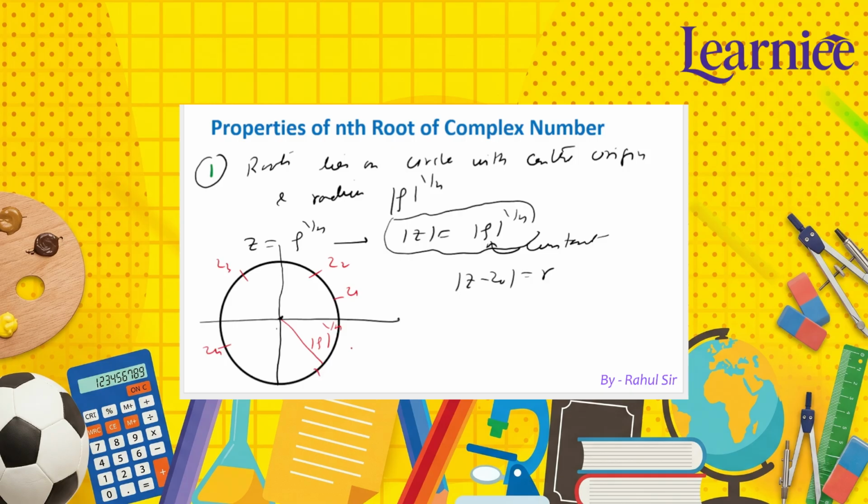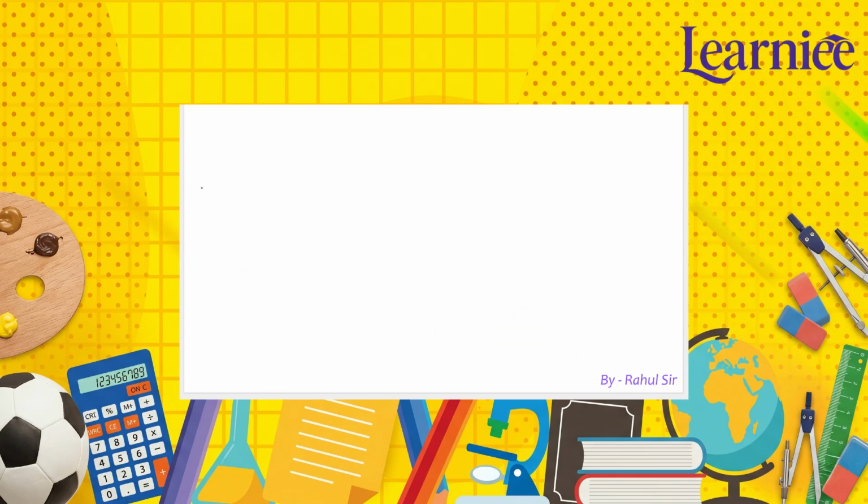N roots means z1 to zn, because k equal to 0 represents the first root, k equal to 1 represents the second root, and similarly k equal to n minus 1 represents the nth root. So there are n roots, and they all lie on the circumference of a circle. This is the first property. Now let's talk about the second property.